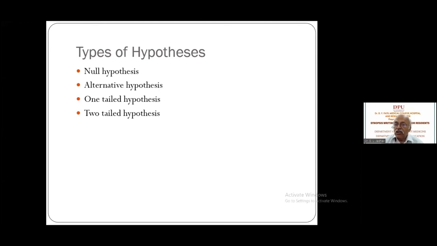Then one tail hypothesis and two tail hypothesis. That is, one tail means I am very sure that vitamin D will prevent severe COVID, but it may be that too much of vitamin D may cause severe COVID.